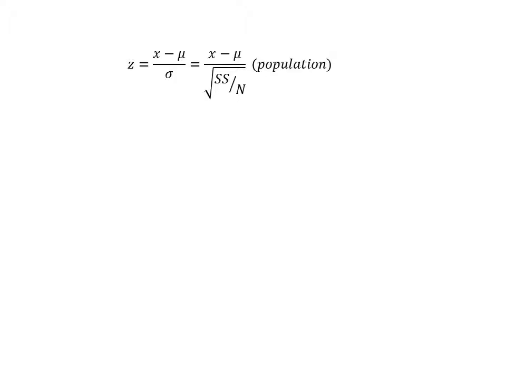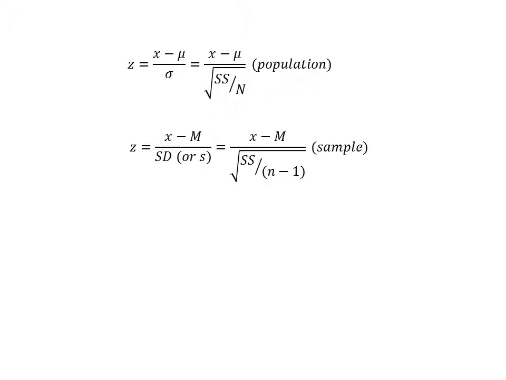In Chapter 5, the foundations of hypothesis testing, we first introduced the z-transformation when we convert any normal distribution to a standard normal distribution. To compute the z-transformation, we use this formula for a population of scores, and we use this one for a sample of scores.